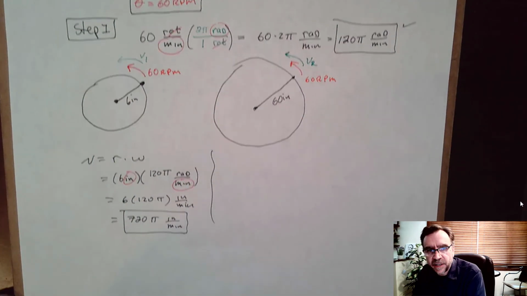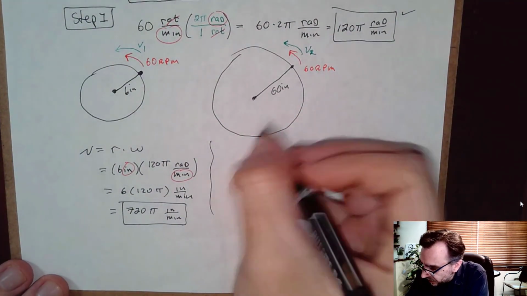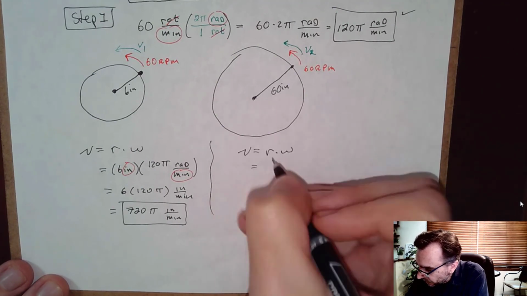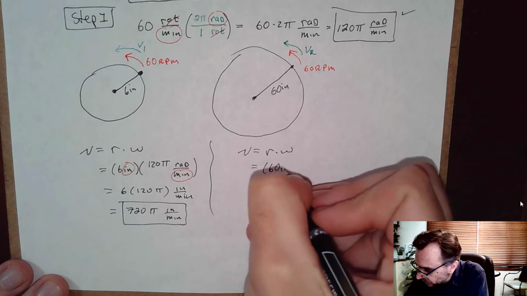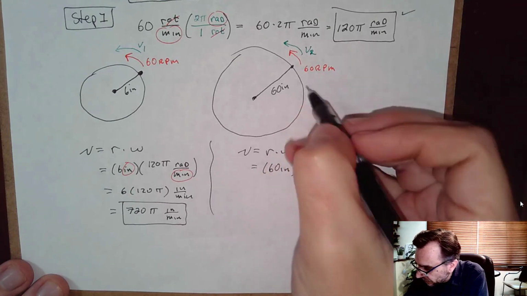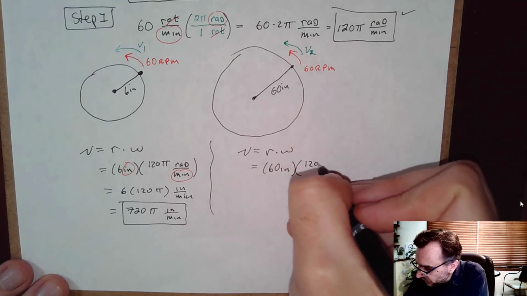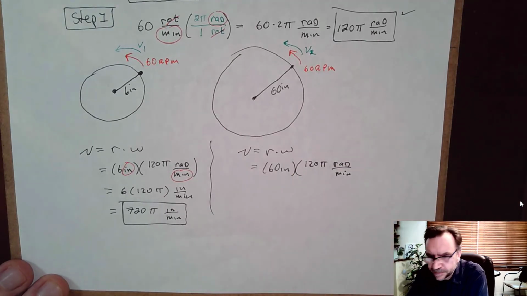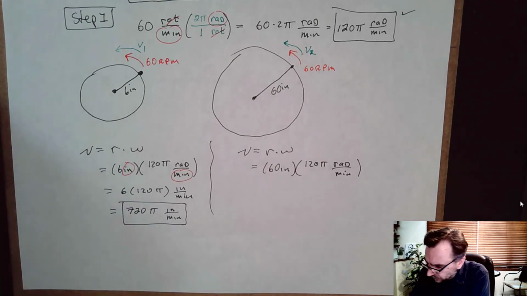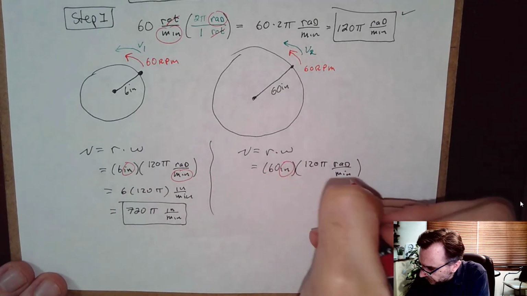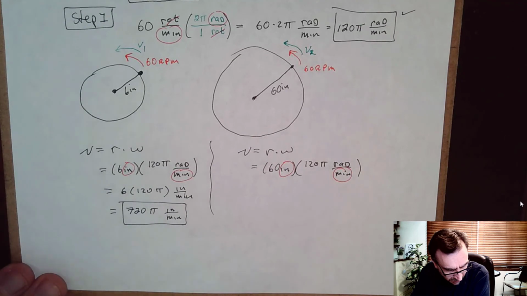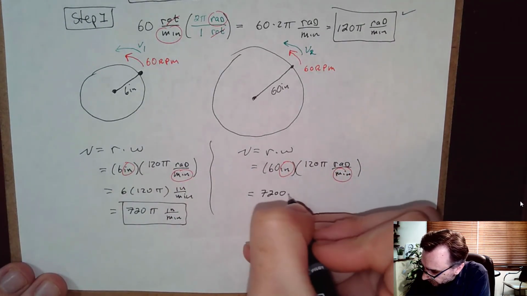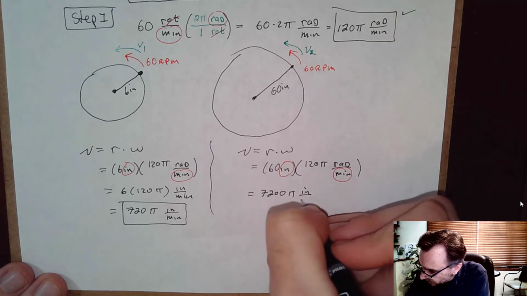Now let's compare that calculation to the speed at the end of a 60-inch string. V equals R times omega there. The radius is 60 inches, and it's the same angular velocity, 60 RPM or 120 pi radians per minute. The unit here is inches per minute. And so 60 times 120 is 7,200 pi inches per minute.